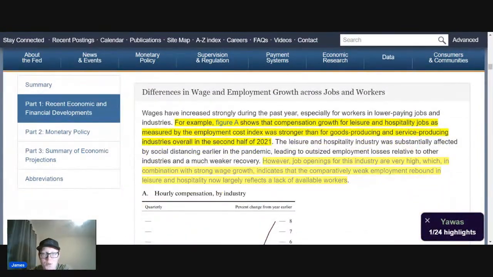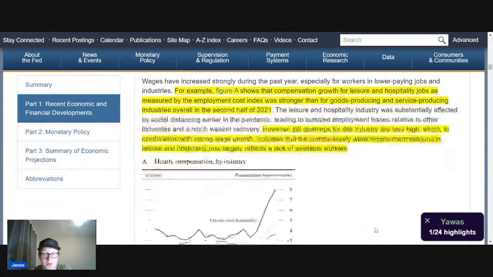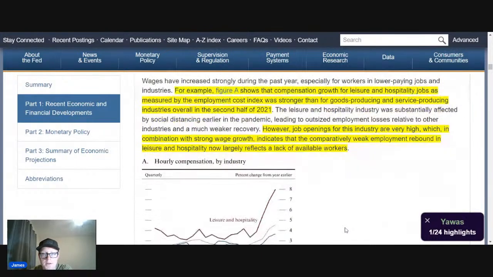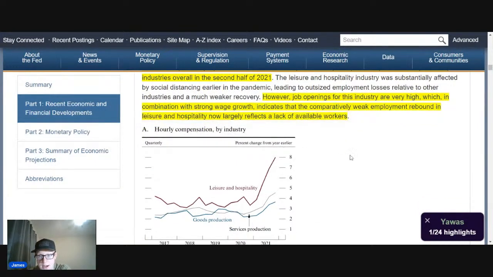So, differences in wage and employment growth across jobs and workers. Now we're going more into different sectors and such. As an example, the compensation growth for leisure and hospitality jobs, as measured by the Employment Cost Index, was stronger than the goods producing and service producing industries. However, job openings for this industry are very high, which, in combination with strong wage growth, indicates the comparatively weak employment rebound in leisure and hospitality now largely reflects a lack of available workers.